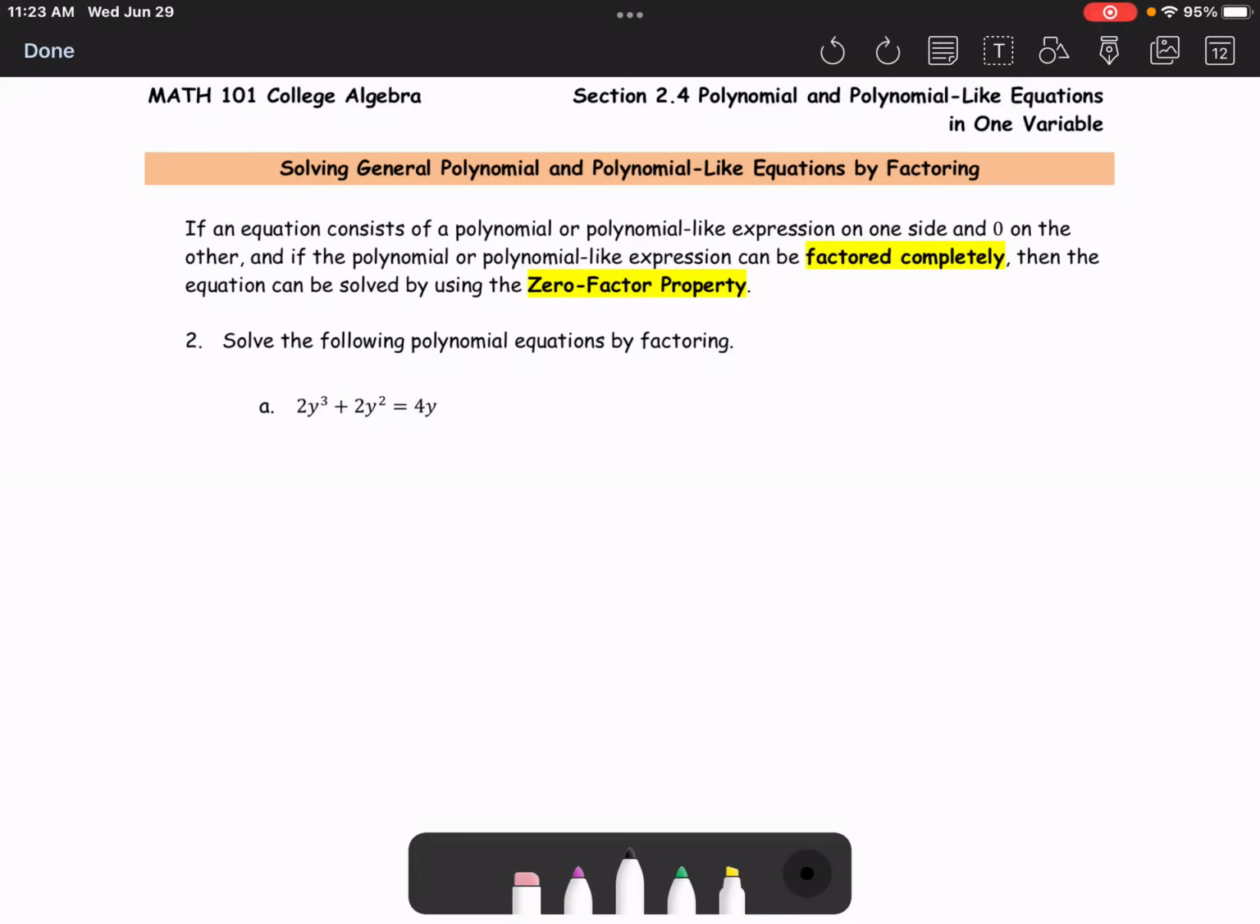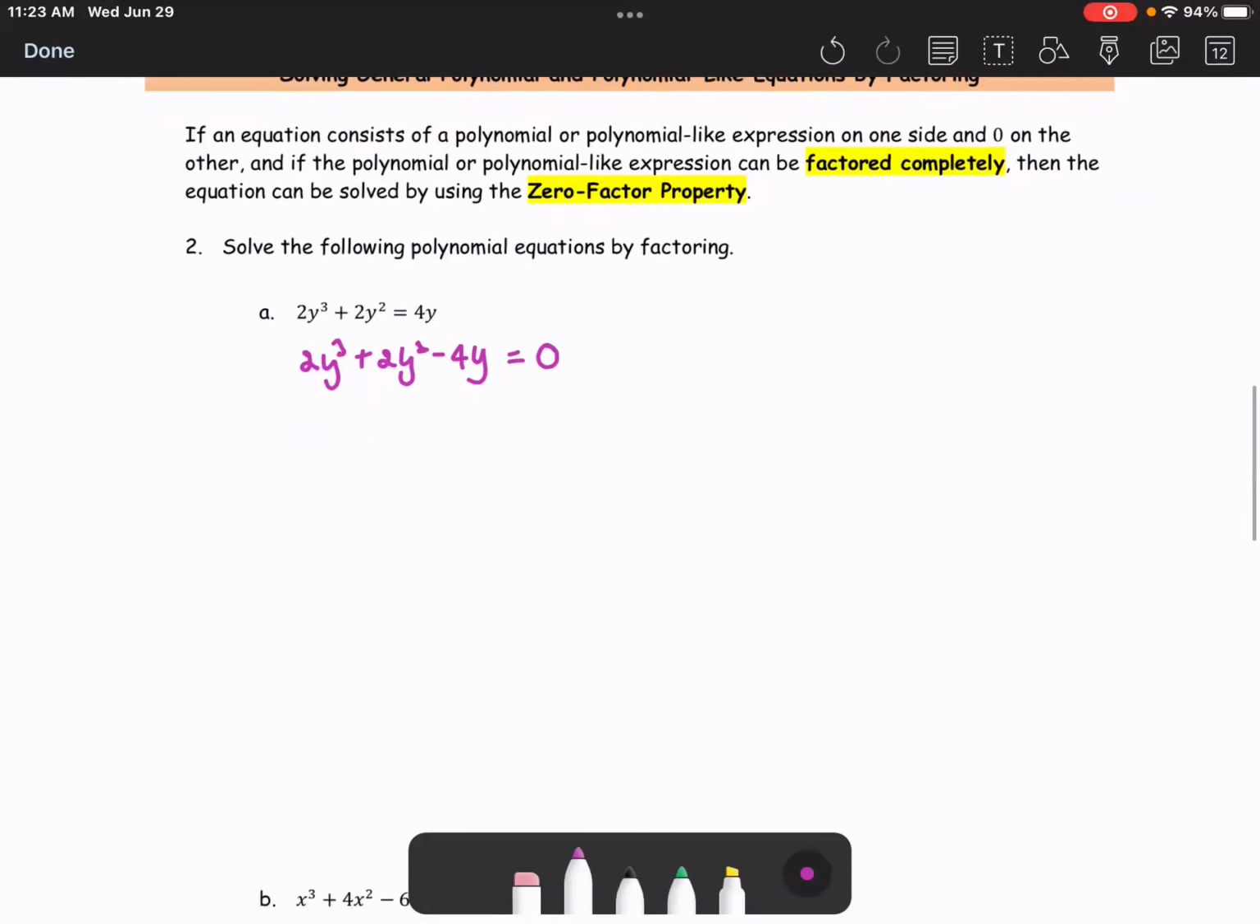In part A, we have 2 times y to the third plus 2 times y to the second equals 4 times y. We have the equation and the highest power is 3. This is the cubic equation. To solve the polynomial equation, we always move all terms together and leave the other side to be 0. So we have 2y to the third plus 2 times y to the second minus 4 times y equals 0. And then we're going to solve for y as we see all terms containing y.